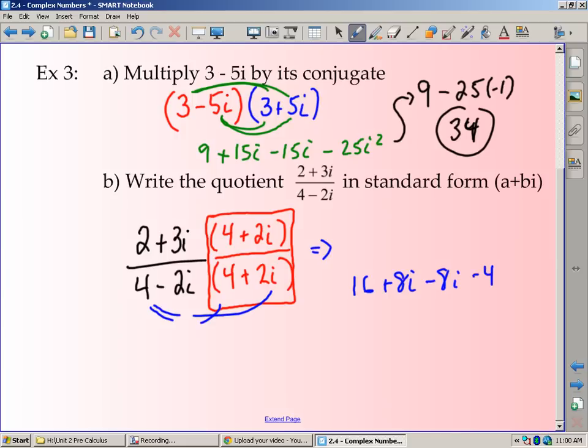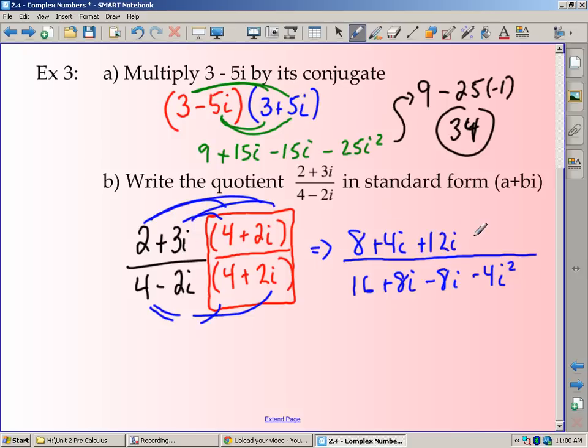And then the top, I'm going to do the same thing. I'm going to take 2 times both of these terms, so I get 8 plus 4i. And then I'm going to take 3i times both of these terms, which gives me 12i, and it looks like 6i squared.